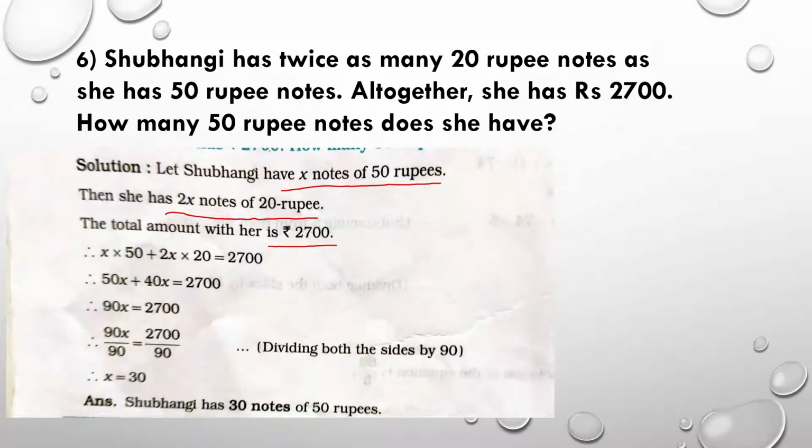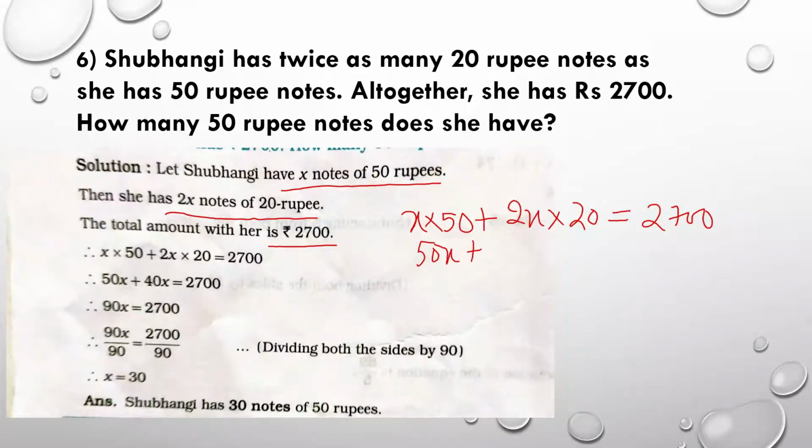So total amount with her was 2700. Now we have to form the equation. So x into 50, x notes of 50 rupees, plus 2x into 20 rupees is equal to the total, which is 2700. Okay. Now x into 50 is 50x, plus 2 twos are 4, so 40x is equal to 2700.